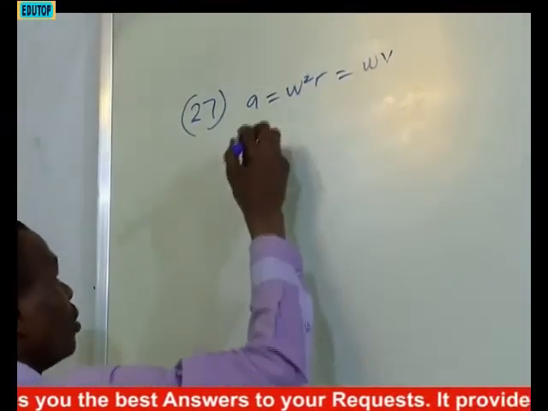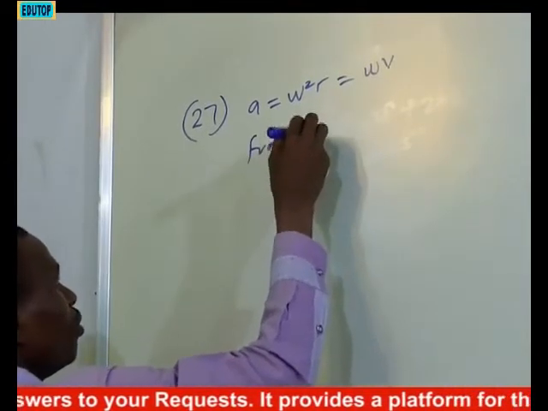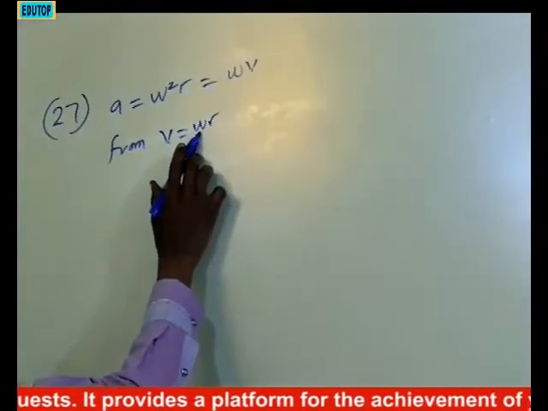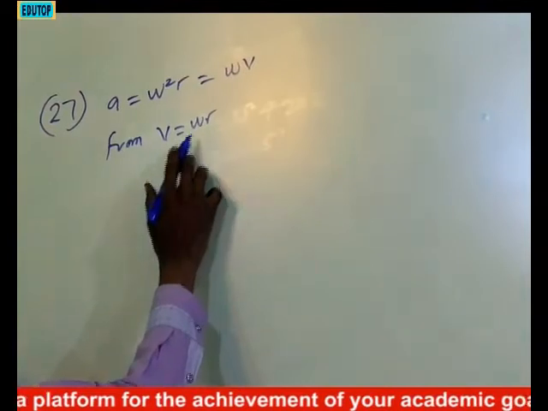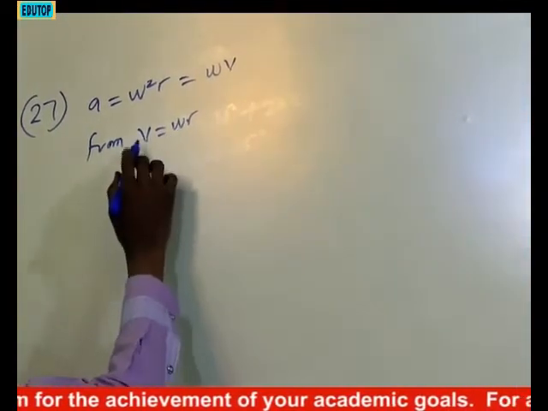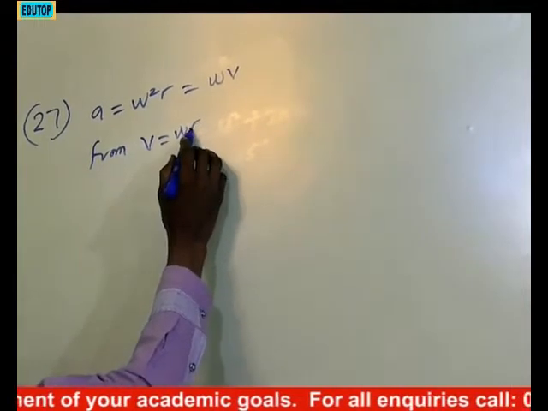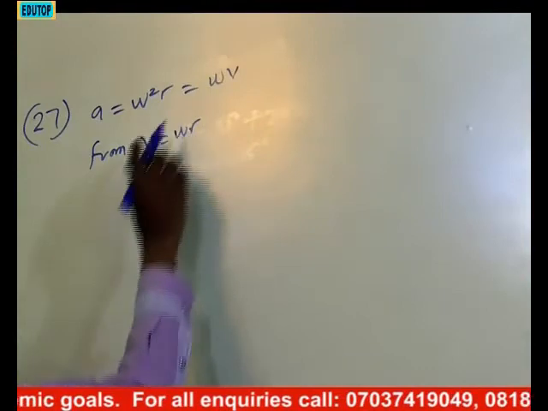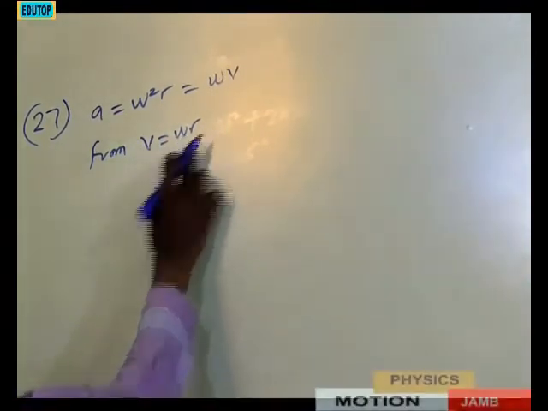How do we get this one? Let me quickly explain. From v is equal to omega r, the omega I'm calling here is what we also call angular speed. This is linear speed, this is angular speed, also called omega. This is the radius or the amplitude. So this is the relationship between the linear speed and angular speed.